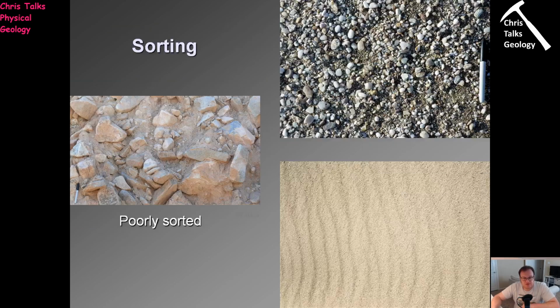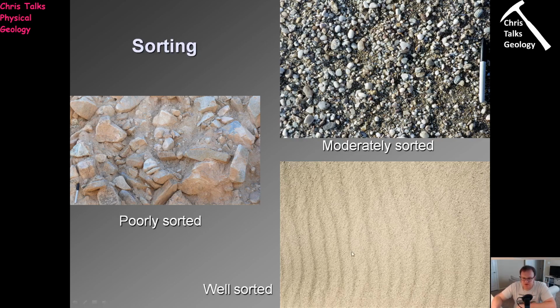Okay, what about sorting? Well, you can see we have, once again, 3 different situations. Here we have a very poorly sorted rock. You can see we have some boulders here, we have some cobbles, we have gravels and sands here, and there's going to be silts and clays mixed in there in between the gaps of these larger pieces of rock. That's a very poorly sorted sediment. It contains a very broad range of clast sizes.